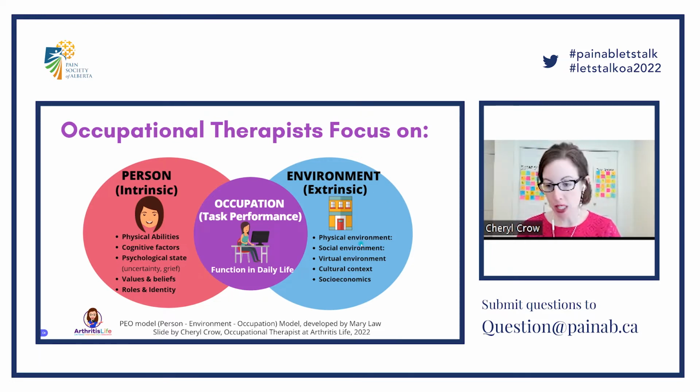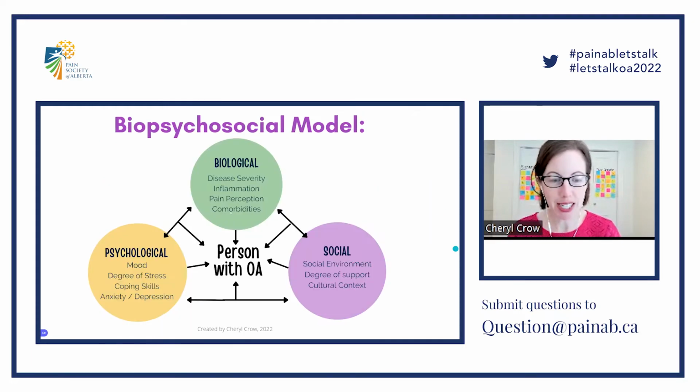I think, as most of us know, you can have 20 people with the same diagnosis of knee osteoarthritis, but their context can be either very supportive of their function in life or very hindering. So we look at the person's ability to perform the task as the intersection between the person and their environment. And again, I love the biopsychosocial model. It looks at what's going on in the body, as well as our thoughts and beliefs and degree of stress, and then our social environment.